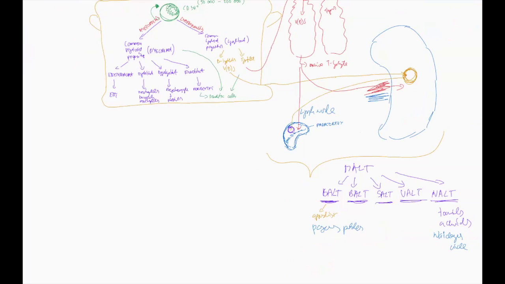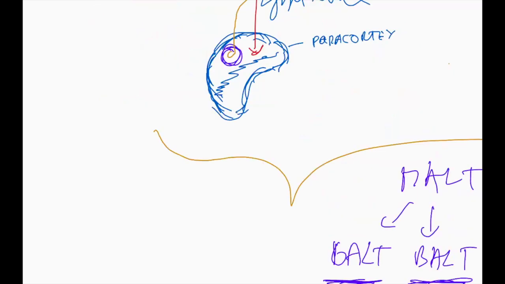The primary follicle changes into secondary follicle. You know, you have a germinal center over there. And what else do you have there? Well, in the cortex, this is the cortex, you have rather B lymphocytes. In the paracortex, you have T.